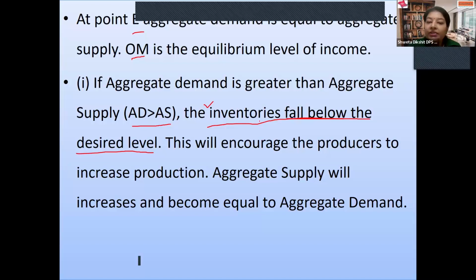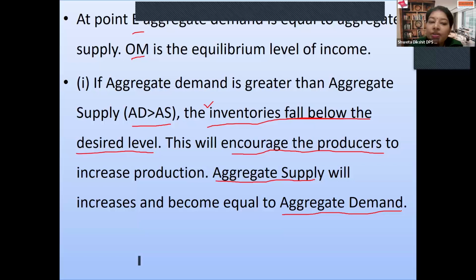So when inventories start falling below the desired level, the producer is further encouraged to produce more. When he increases the production, then definitely aggregate supply will rise. And aggregate supply rises till the point it becomes equal to aggregate demand. Obviously, I will give you one numerical example here. Suppose the inventory was 500 and earlier, the aggregate demand was for 200 units. Now, suddenly, the aggregate demand rises from 200 to 300.